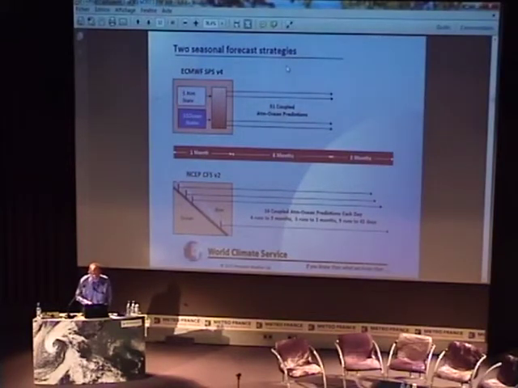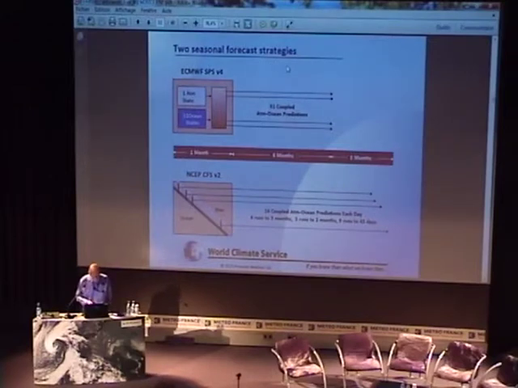ECMWF starts 51 coupled forecasts at one time in the month. It uses one atmospheric state, and it uses 51 ocean perturbations. The ocean perturbations are always the same so that you always know what happened in each ensemble. So ensemble 45 is always generated by the same process, for example.